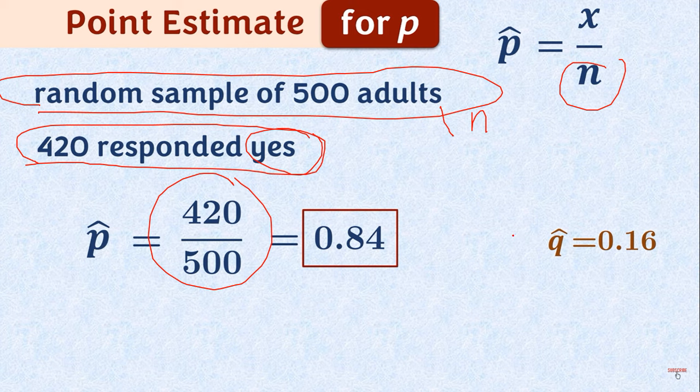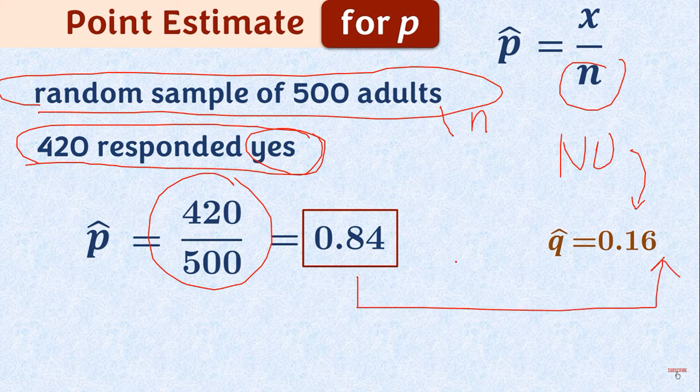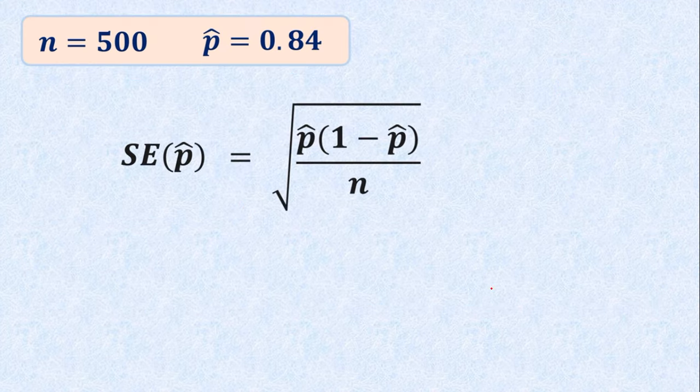0.84. Na ilan yung nag-no? Yung nag-no, sir, is 0.16. So, as you can see, we have 0.84 and 0.16. If you're going to add the decimals, the total is 1. I mean, 100 percent na yan. Okay? Next.